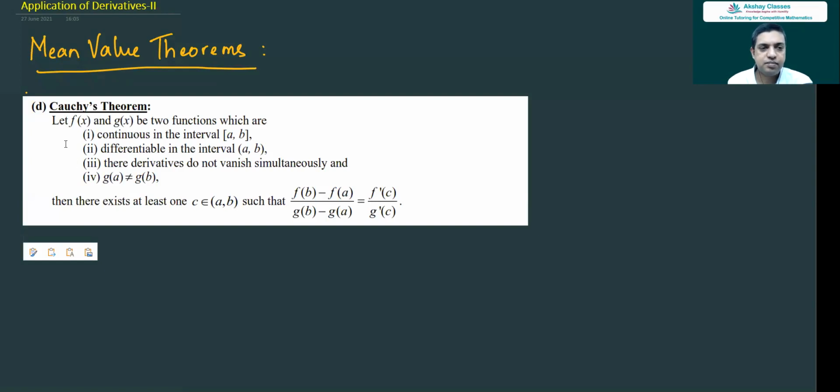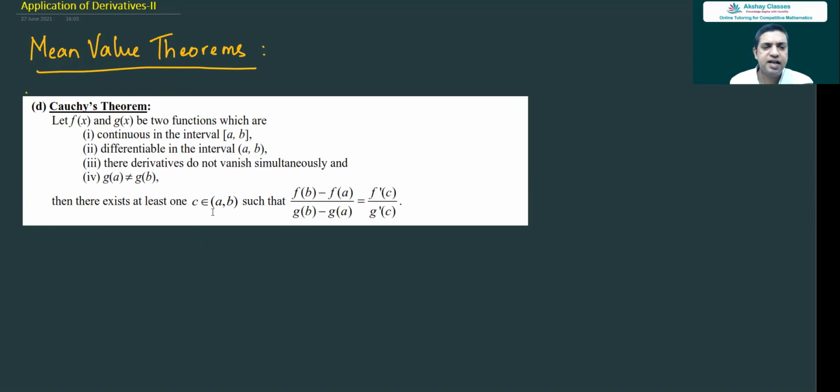Cauchy's theorem: let f of x and g of x be two functions which are continuous in the closed interval [a, b] and differentiable in the open interval (a, b), and their derivatives do not vanish simultaneously. That means there is no common point at which both the derivatives are zero. And the function in the denominator does not have equal values at the extreme ends of the interval. That is, g of a is not equal to g of b.